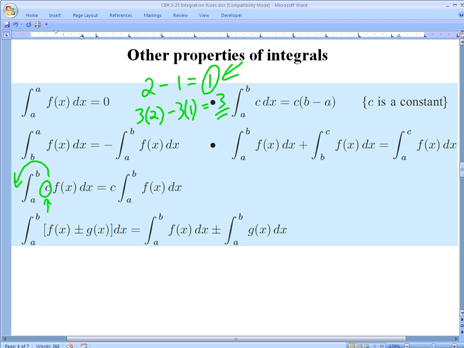So what does that mean in the long run? Anytime you have a coefficient, you can just bring it outside and do all your work without it, and then just remember to multiply it when you're all said and done.